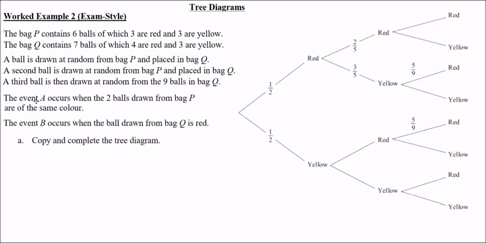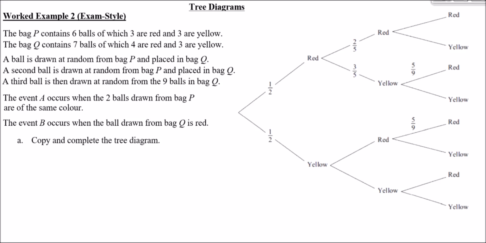So the event A occurs when the 2 balls drawn from bag P are of the same colour. The event B occurs when the ball drawn from bag Q is red. But first of all, we need to copy and complete the tree diagram. So let's just think about this from the top going down. Just to be clear, because 2 balls are picked from P, I'm going to label this one, that's picked from P, that's picked from P, and this final one here is a picking from bag Q.